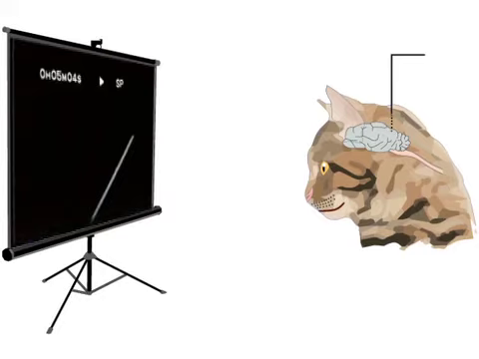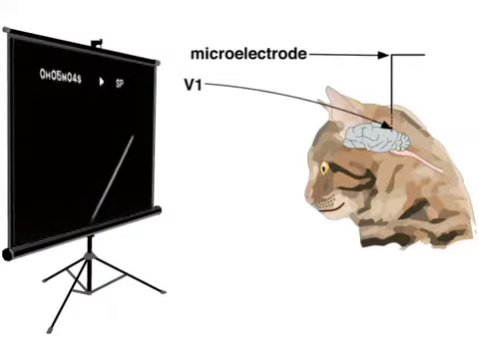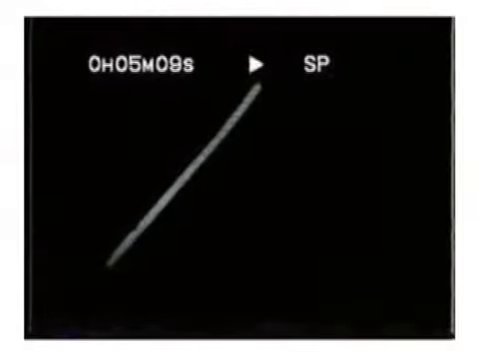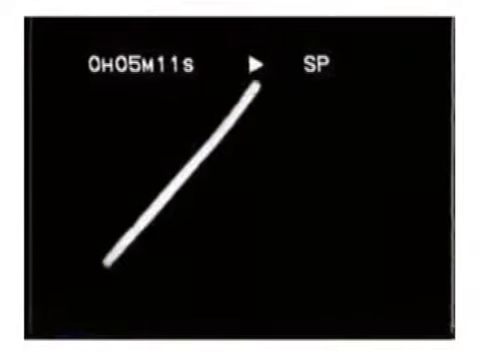In this classic experiment by David Hubel and Torsten Wiesel, a microelectrode is implanted in the primary visual cortex, or V1, of an anesthetized cat to record the receptive field of a single neuron. A bar of light is shined on various locations in the cat's visual field. The microelectrode is connected to a speaker so that each action potential is registered as a clicking sound.